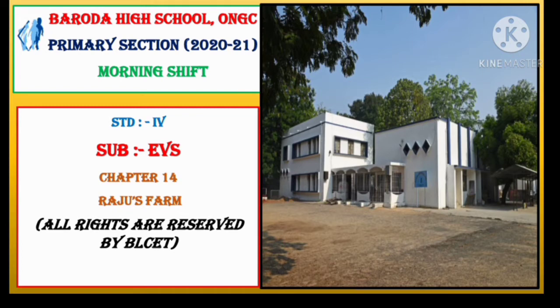In EVS, today we will start a new chapter, chapter number 14, Raju's Farm. Here, one boy is there. His name is Raju, and his father is a farmer, and his father grows onion crop in his field. So, let us read the chapter.